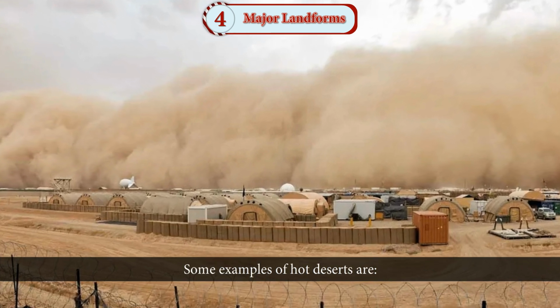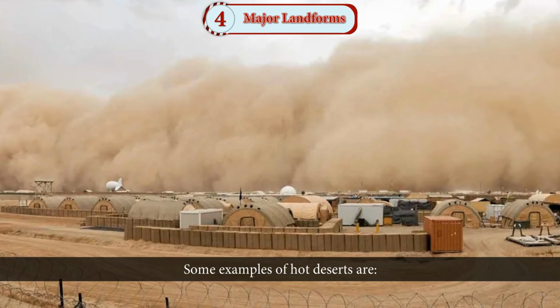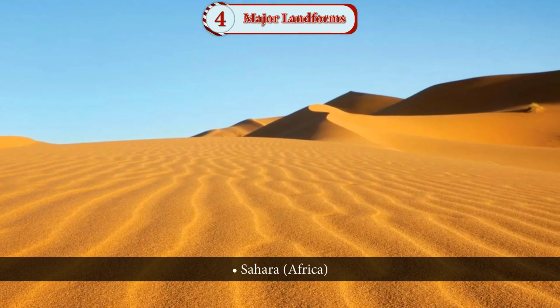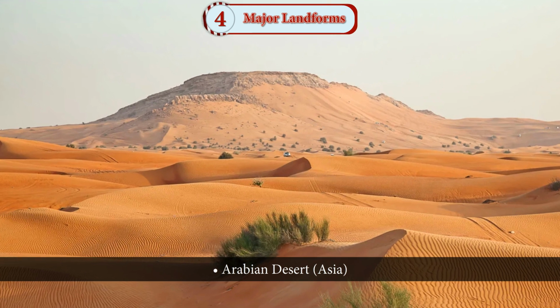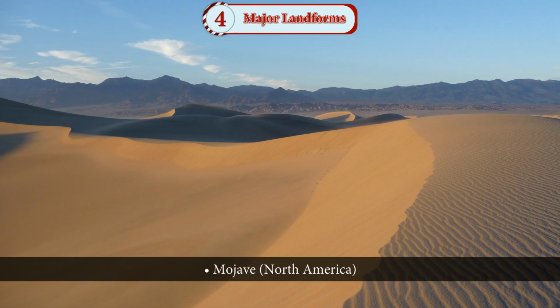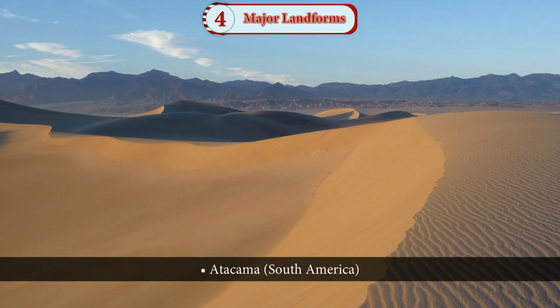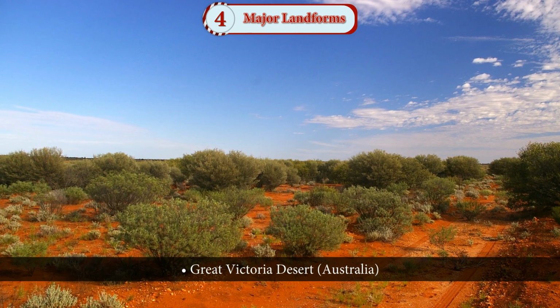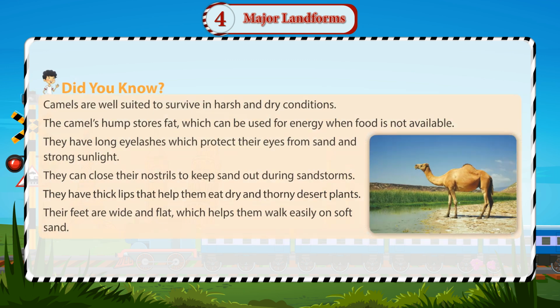Dust storms are common. Some examples of hot deserts are Thar Desert, India; Sahara, Africa; Arabian Desert, Asia; Mojave, North America; Atacama, South America; Great Victoria Desert, Australia.